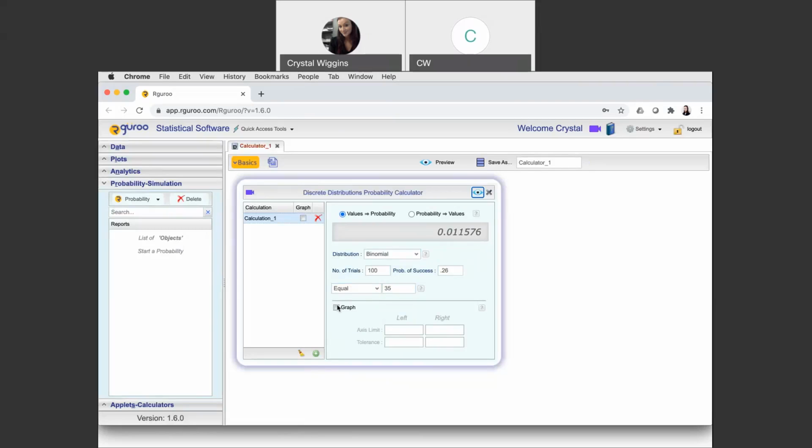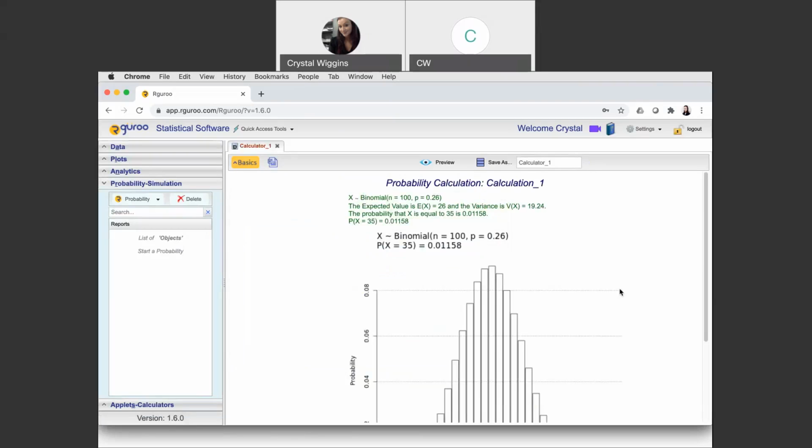Now, if I did want to graph it and I hit my eyeball, what this does give me is the expected value of the probability distribution. Recall that from previous sections. Okay, so the expected value is 26 out of the 100 would say that they don't believe there's a difference between the Wi-Fis. You get the variance, which you could easily translate to standard deviation by taking the square root of 19.24. And it also gives you the probability.